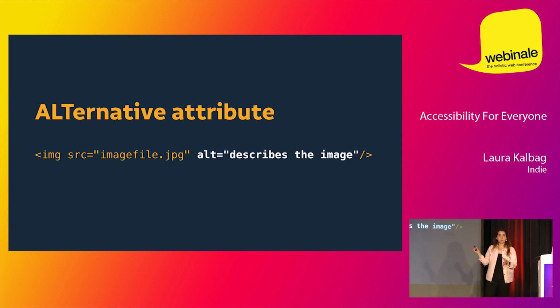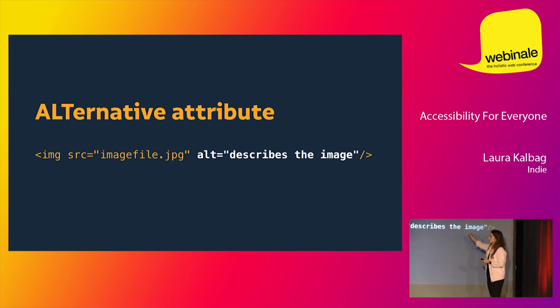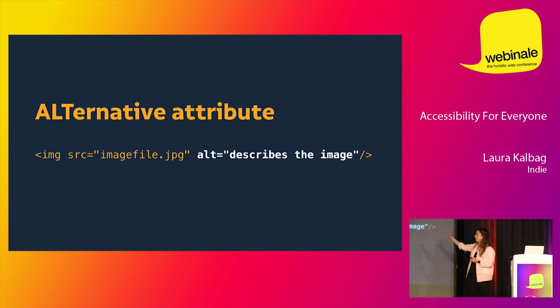One of the basic examples of this is through the alternative text attribute for images. So this is just putting a little alt attribute in our image element and putting a bit of text to describe what the image is.